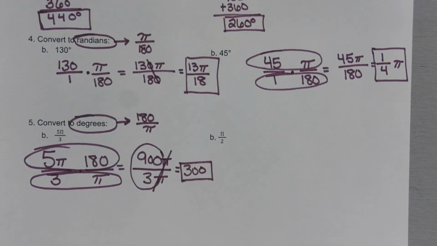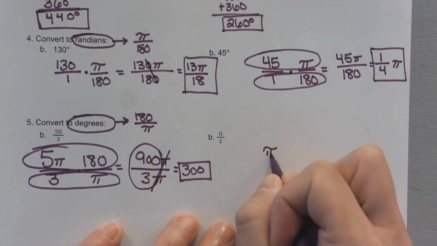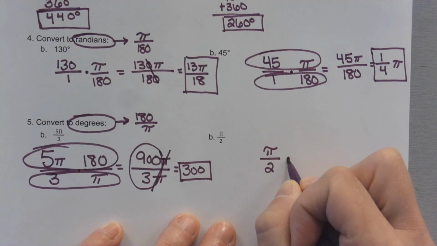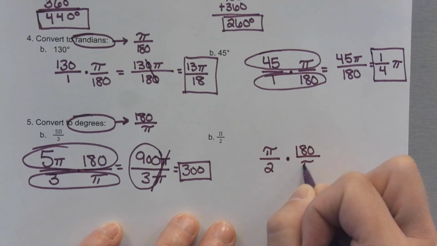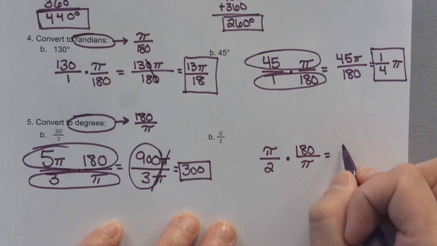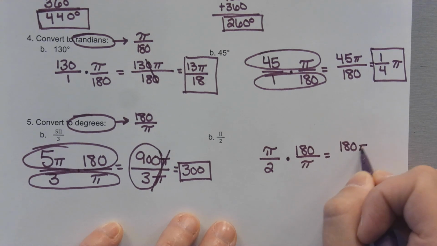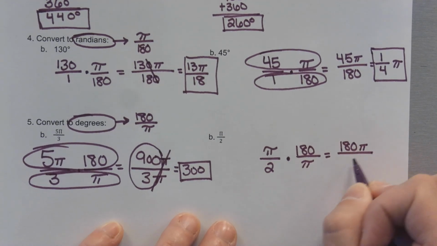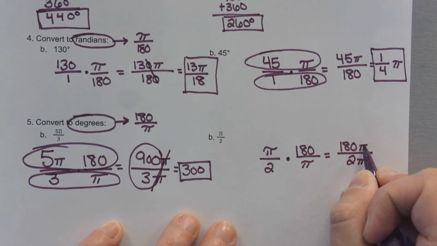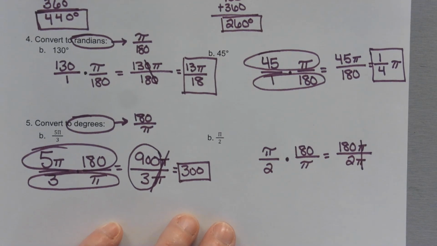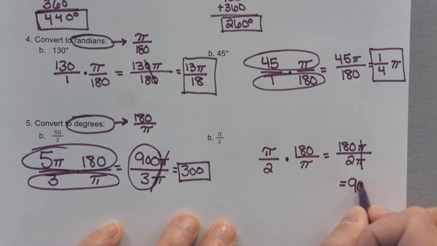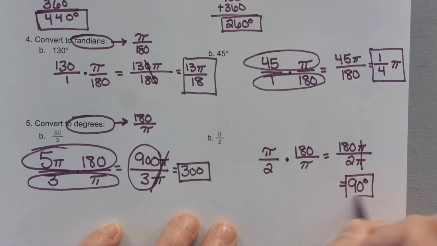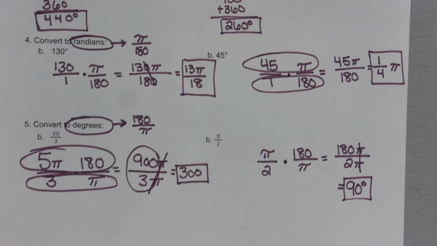Okay. Last one. Pi over 2. What am I multiplying by? 180 over pi. Pi times 180? 180 pi. 2 times pi? 2 pi. Pi's cancel because I've got one in top and bottom. What do I get when I take 180 and divide it by 2? 90. 90 degrees, yep. And again, if you didn't know, you can use a calculator.